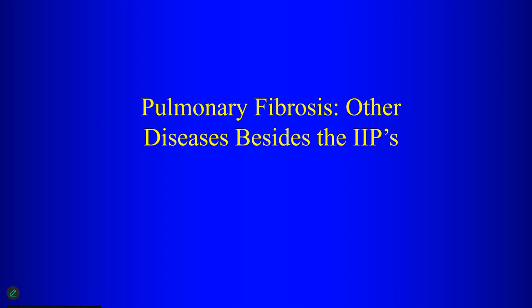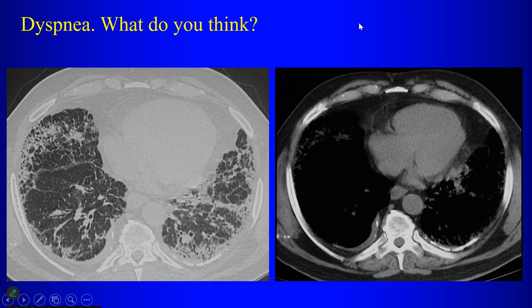So now we'll talk about pulmonary fibrosis, other diseases besides the idiopathic interstitial pneumonias. What do we think about this? Yeah, so there is fibrosis. The distribution is peripheral and basilar. So is this UIP? Well, it is a UIP pattern, but is this idiopathic pulmonary fibrosis? I gave you a second image there for a reason.